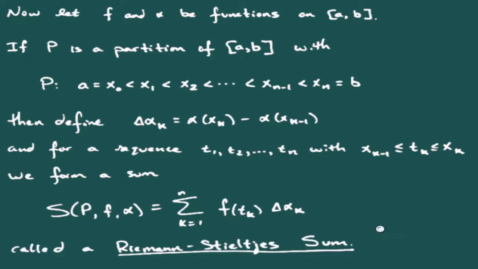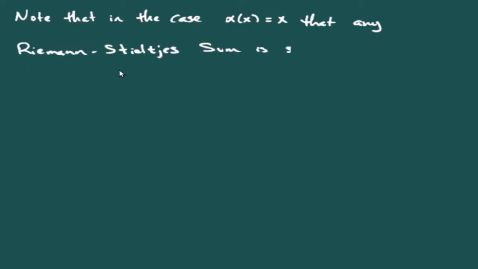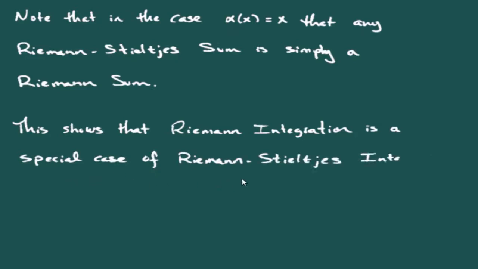And one thing to note in all of this is that if we take the special case that alpha of x is just x, so we just take alpha of x to be the identity function, then any Riemann-Stieltjes sum is really nothing more than our plain old Riemann sum from Riemann integration back in calculus that we're familiar with. And so what this means is we are doing a slightly more general theory, in that Riemann integration is just going to be a special case of Riemann-Stieltjes integration.